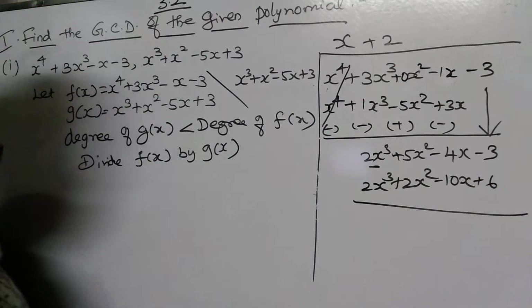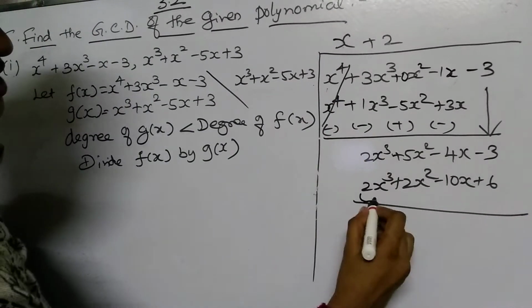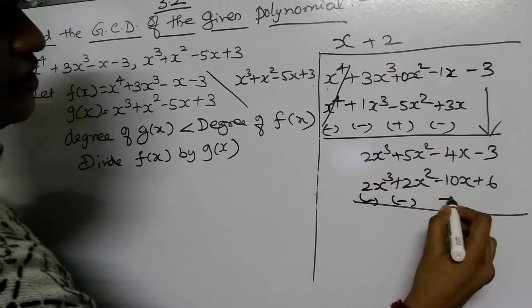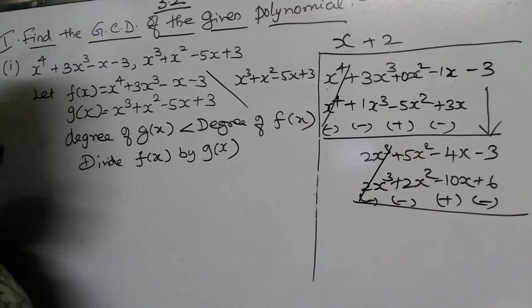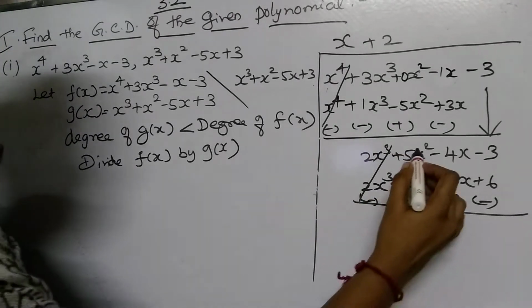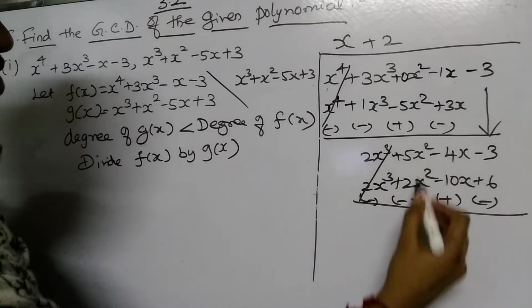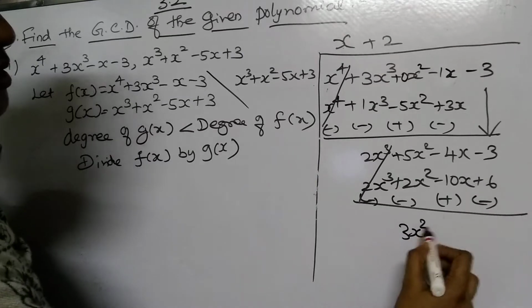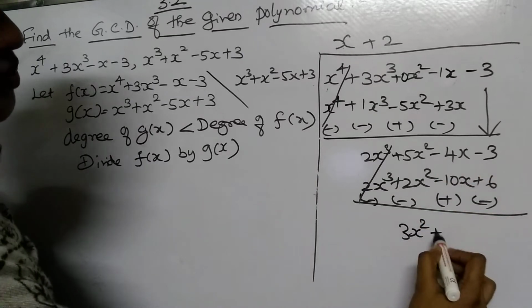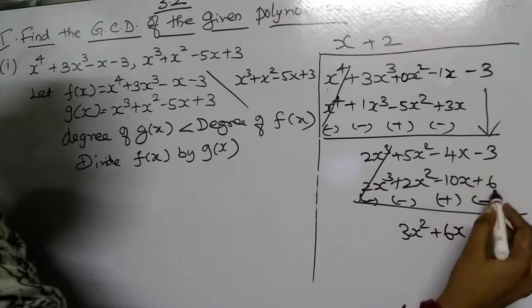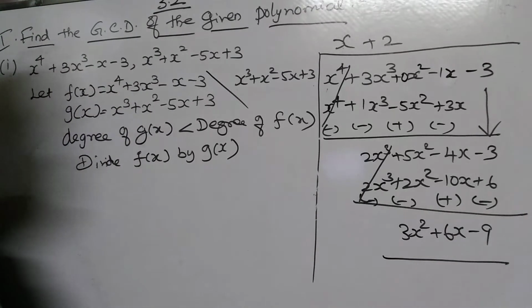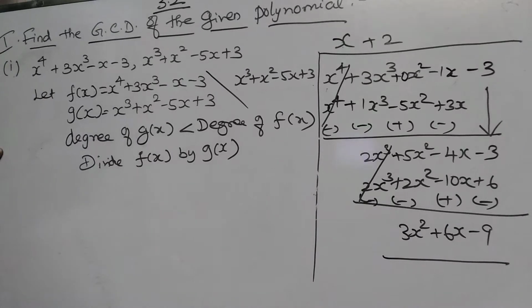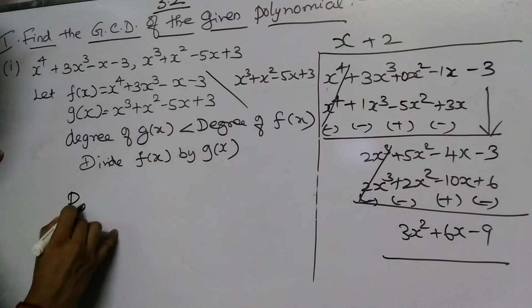Now do the subtraction. Change the sign: plus becomes minus, minus becomes plus. So the 2x cube cancels, and you get the x square term, x term and the constant term. Right? 5 minus 2, 3x square; minus 4 plus 10, plus 6x; minus 3 minus 6, minus 9. So this will be your remainder. No other terms are there. So write the remainder.